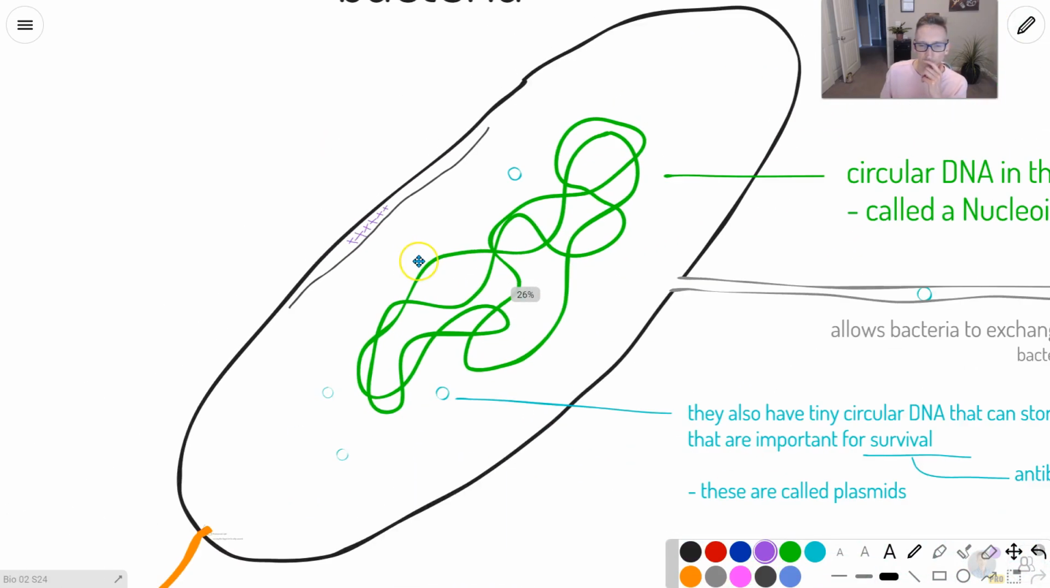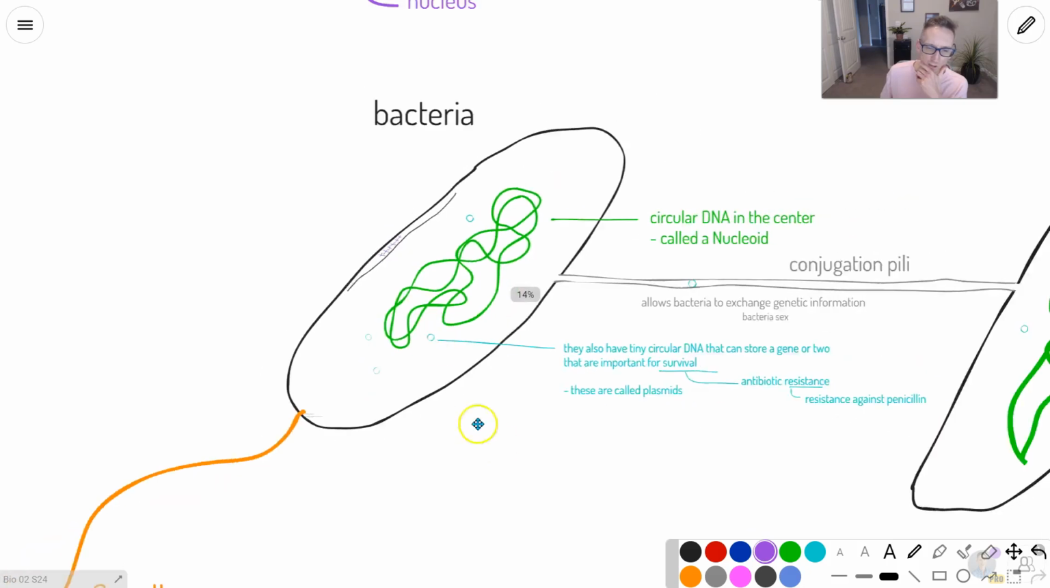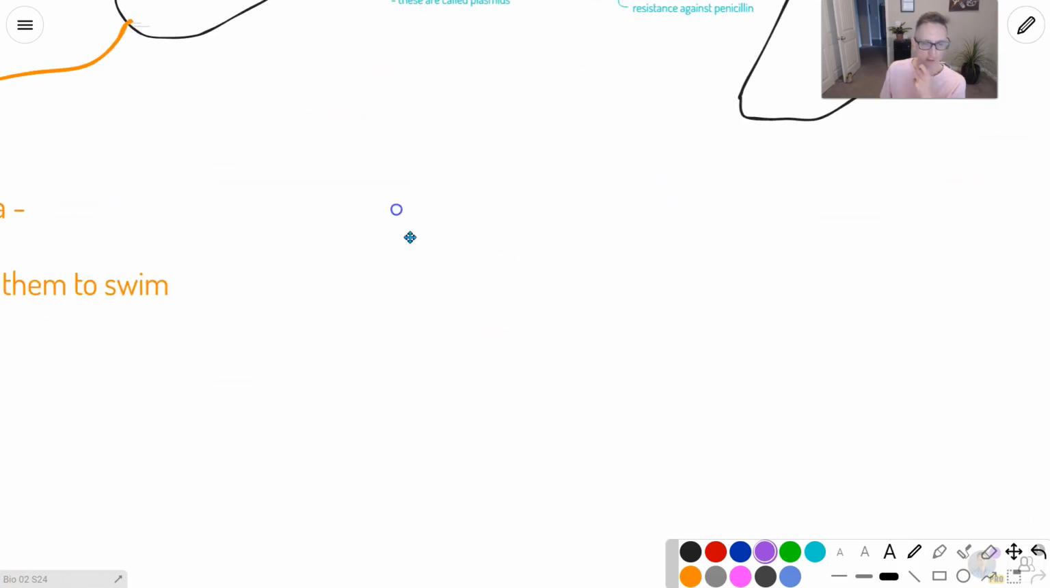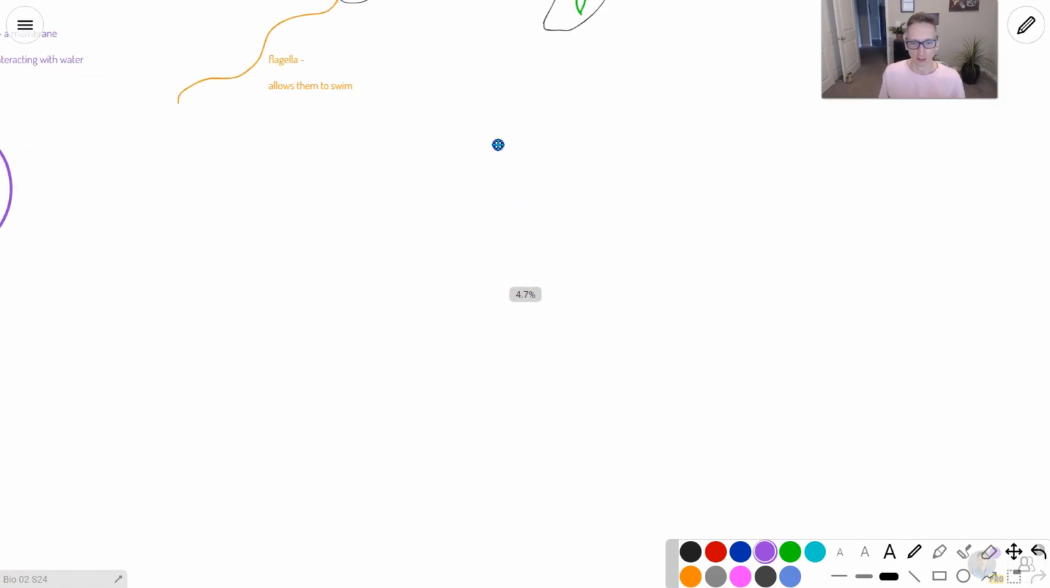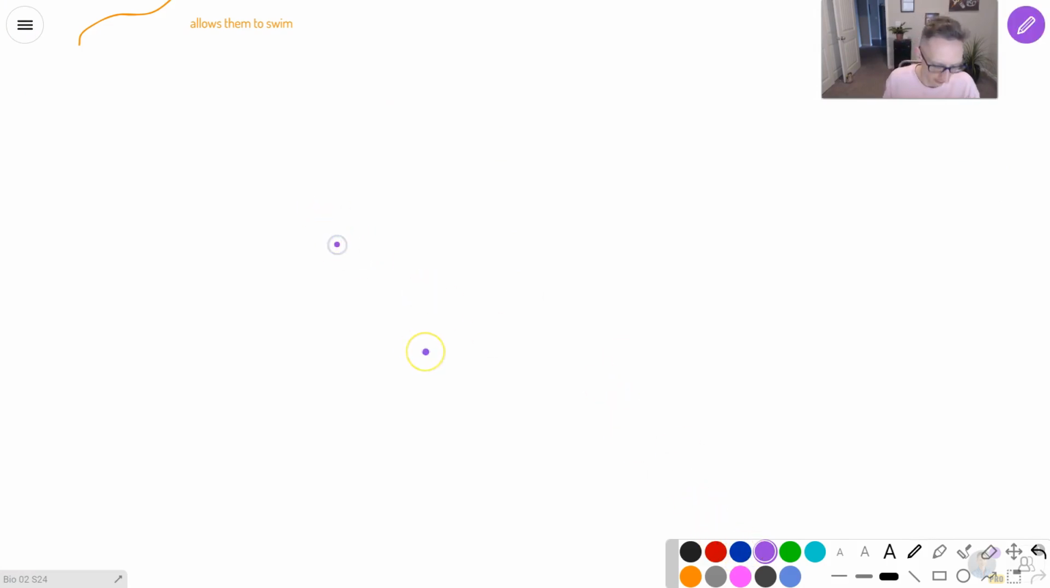I'm trying to think how I actually want to draw this. Let's draw this differently. I'm thinking about your guys' notes, and I'm going to put this in a way that you can actually take notes on this. So gram-positive and gram-negative bacteria.